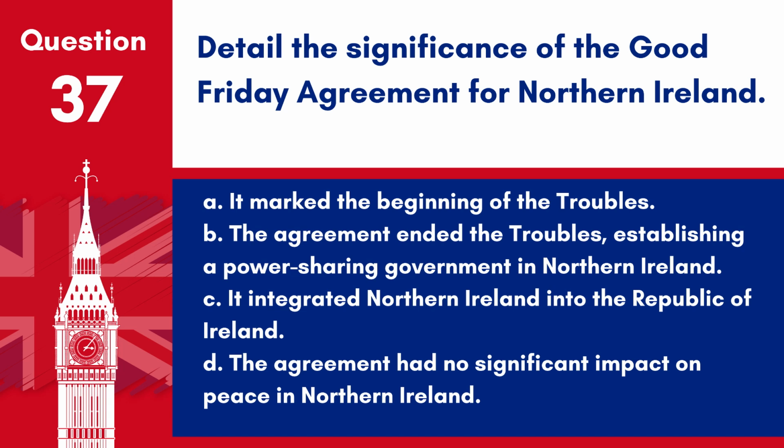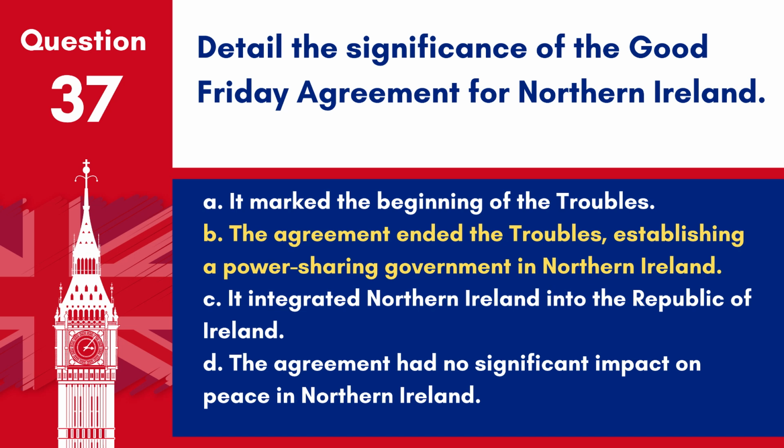Question 37. Detail the significance of the Good Friday Agreement for Northern Ireland. A. It marked the beginning of the Troubles. B. The agreement ended the Troubles, establishing a power-sharing government in Northern Ireland. C. It integrated Northern Ireland into the Republic of Ireland. D. The agreement had no significant impact on peace in Northern Ireland. Answer: B. The agreement ended the Troubles, establishing a power-sharing government in Northern Ireland.